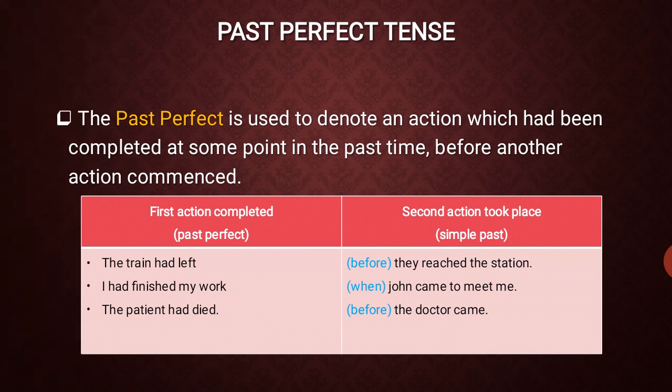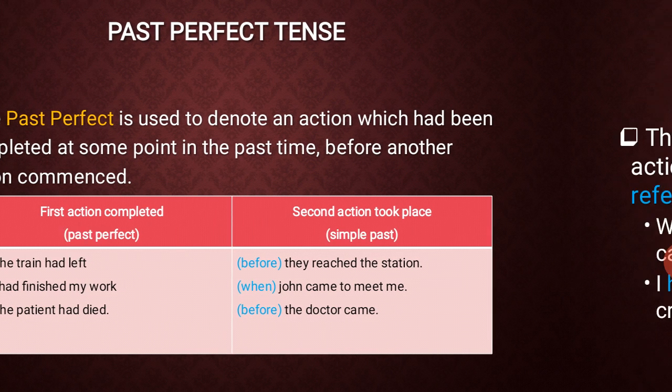I had finished my work. John came to meet me. That is, when John came to meet me, I had finished my work. The patient had died before the doctor came. So there are two sentences. Another action started here. So it is completed at some point in the past time.